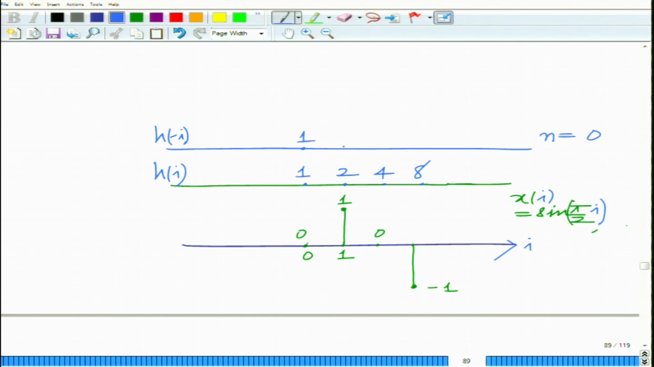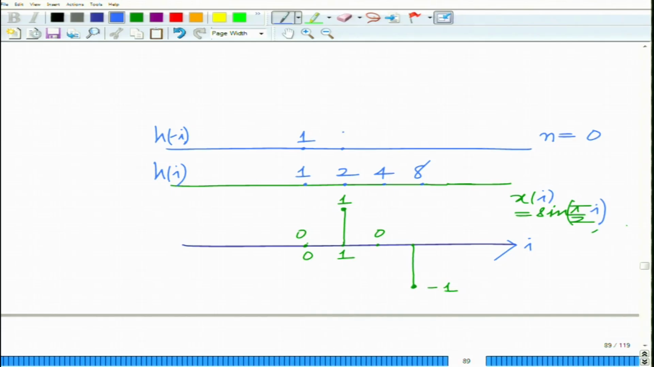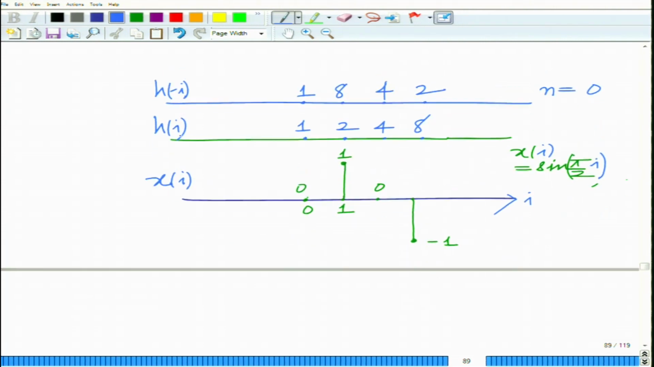h[minus 1], but minus 1 modulo 4 is 3. So, this will be h[3], which is 2 to the power of 3, that is 8. h[minus 2] will be h[2], which is 4, and h[minus 3] modulo 4 will be h[1], which is 2. So, this is your h[minus I]. Now, corresponding to n equal to 0, I have x[I] into h[minus I] modulo 4. So, multiplying the corresponding terms, that will be 0 into 1 plus 1 into 8, plus 4 into 0.